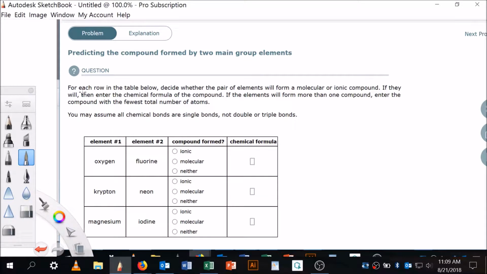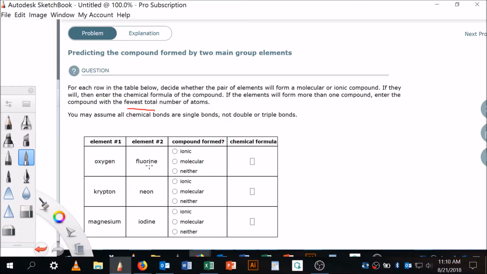Alright, so for each row in the table, decide whether the pair of elements, okay, so I've got an element here, oxygen and fluorine, will form a molecular or ionic compound. If they will, then enter the chemical formula of the compound. If they will form more than one compound, enter the compound with the fewest total number of atoms. Aha, okay. That's not obvious. Okay, so you may assume all chemical bonds are single bonds, not double or triple.